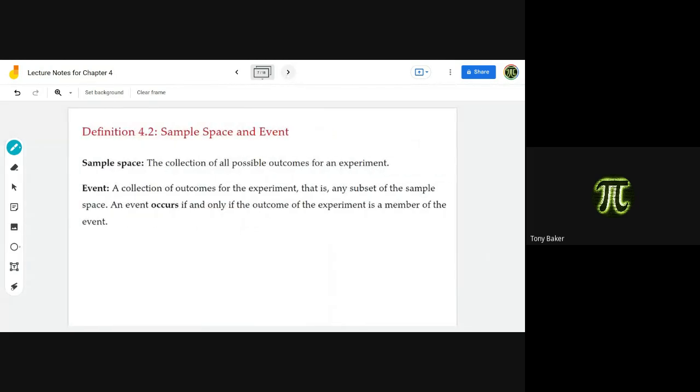All right, a couple words or terms that you need to know. Sample space. That is the list of all possible outcomes for your experiment. So if we're talking about flipping a coin, heads and tails, that's my sample space. Those are the only 2 possible outcomes. Rolling a die, 1, 2, 3, 4, 5, 6.